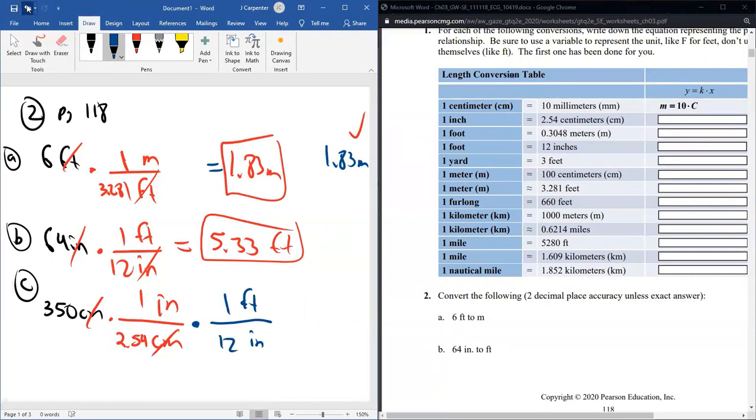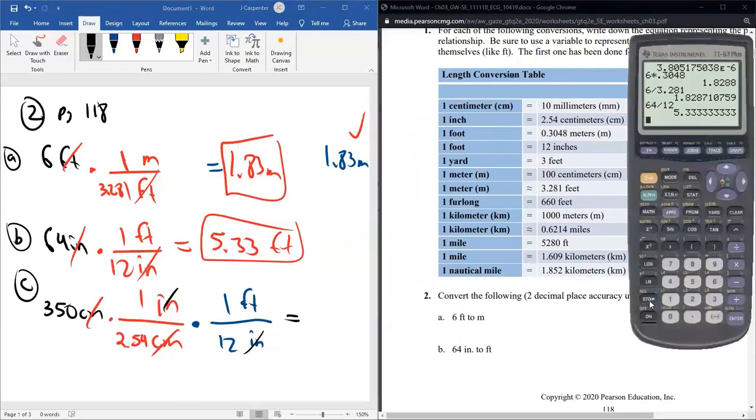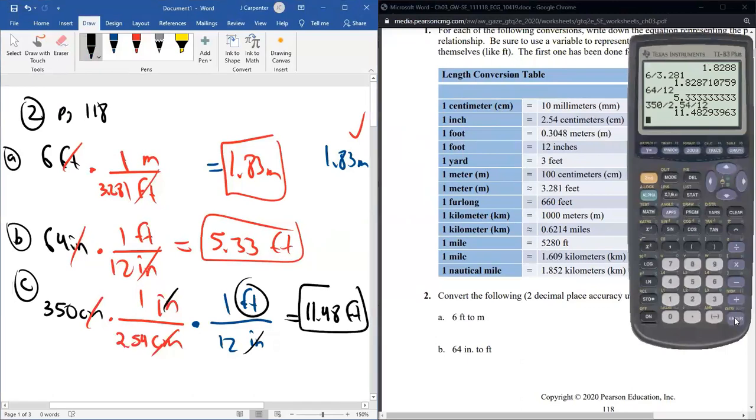1 foot, 12 inches. So the inches cancel. And we're just doing 350 divided by 2.54 divided by 12. When the numbers are in the bottom, you divide. When they're in the top, you multiply. 350 divided by 2.54 divided by 12, and we get 11.48 feet when we round to the nearest tenth. 11.48 feet are the only units left, so feet is the answer.